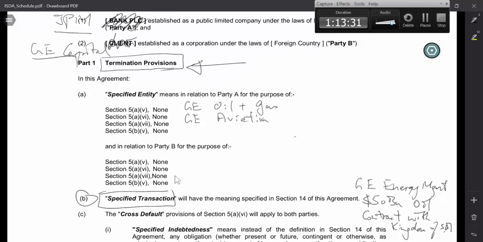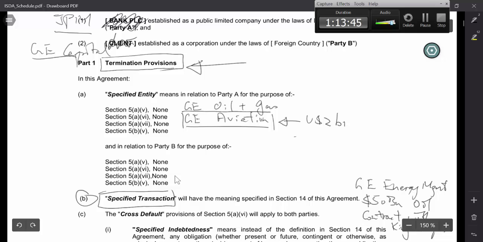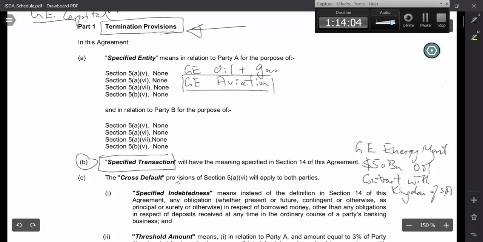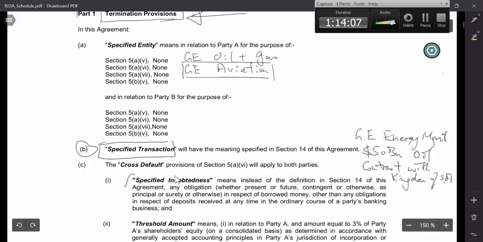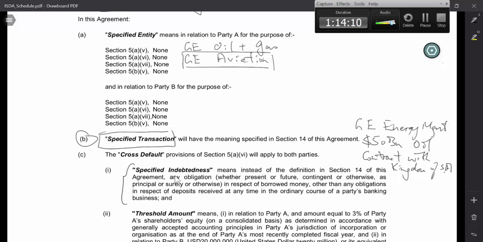And they might say, okay, what is worrying you about GE Aviation? What is your concern? And JP Morgan might say, well, you know, GE Aviation has a $2 billion global bond, and we are quite nervous that they might default on this bond. And if GE is strong enough as a bargaining party, they will say, okay, why don't you remove that? And then down here, under specified indebtedness, you put that down.